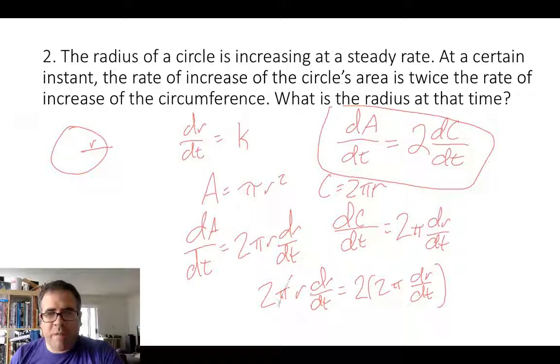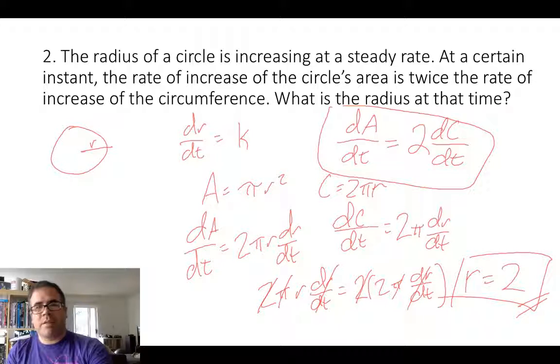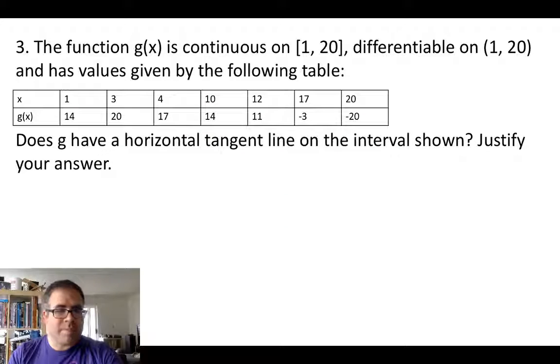You notice when you set up like this, a lot of algebra happens. So we've got a pi on both sides, which we can get rid of by dividing both sides by pi. We can divide both sides by 2. We can divide both sides by dr/dt, and all we're left with is r equals 2. All right, it's amazing. And that is, what is the radius at this time? Well, it's 2. Moving on.